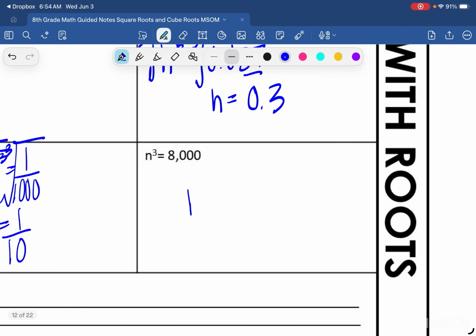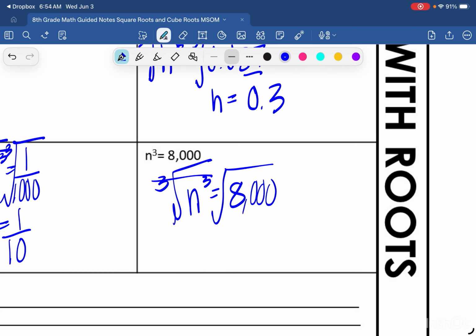Last question. N cubed equals 8,000. Take the cube root of each side. Those cancel. Cube root over here. I notice this 8 is a perfect cube of 2, but there's 3 zeros divided up into 3. So it'll be N equals 20.